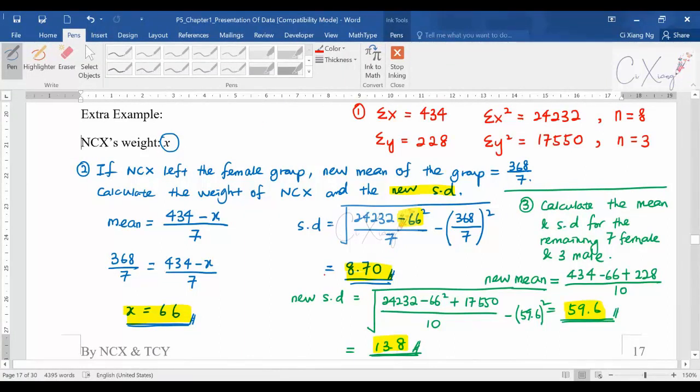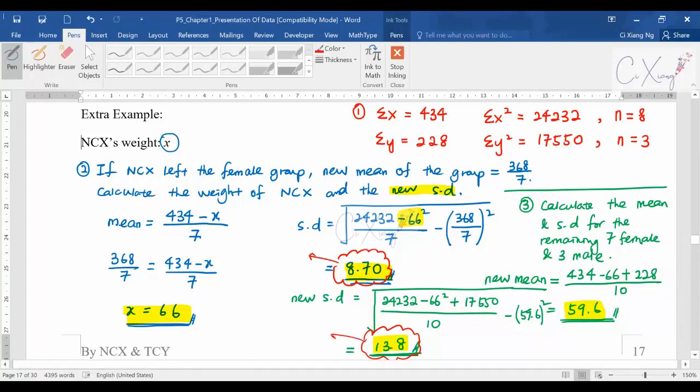Now before we continue to the next example, I just want you to have a look at 8.7 for the standard deviation and 13.8. What is the meaning of 8.7 and what is the meaning of 13.8 in these two groups of data? Okay, so 8.7 is smaller. That means for these 7 people, their weights are not too far away from each other. So the number we consider is quite small.